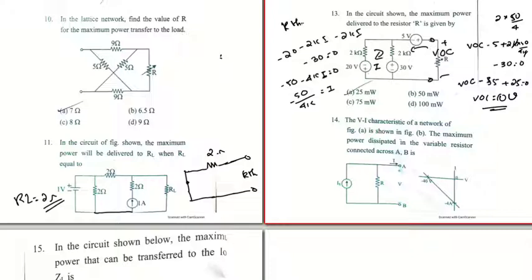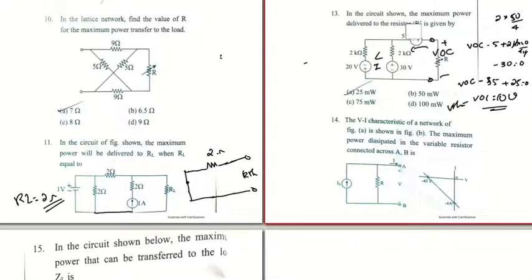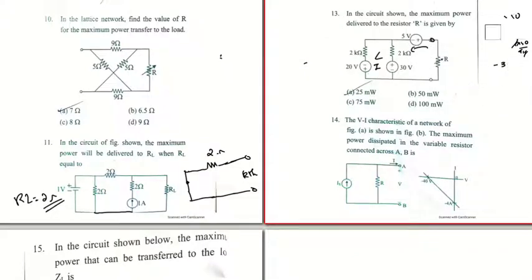RTH we have already found out, it is 1k, and power is equal to VTH square divided by 4 RTH, which is equal to 100 divided by 4 into 1k, because VTH is VOC itself, which is our 25 milliwatt. Okay, now we can do the next question. It's 25 milliwatt.